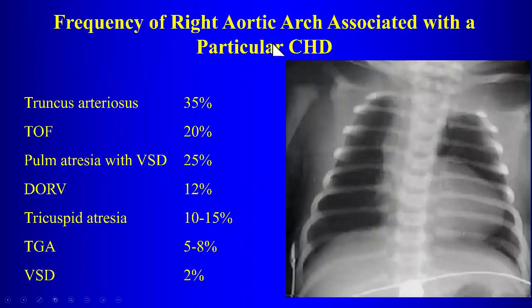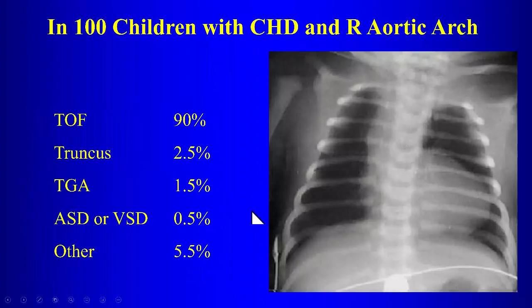Now, when we look at the right aortic arches associated with particular congenital heart diseases, about 35% of cases of truncus will have a right arch, about 20% of tetralogies will have a right arch, and then I've given you these others also, all right? So truncus and tetralogy, both of those are associated with right aortic arch. Nice case of tetralogy here with the boot-shaped heart and the right arch, all right? But if we have 100 kids with congenital heart disease and right arch, because tetralogy is much more common than truncus, then here tetralogy is going to be more common. Okay? So tetralogy is the lesion most frequently associated with right aortic arch.